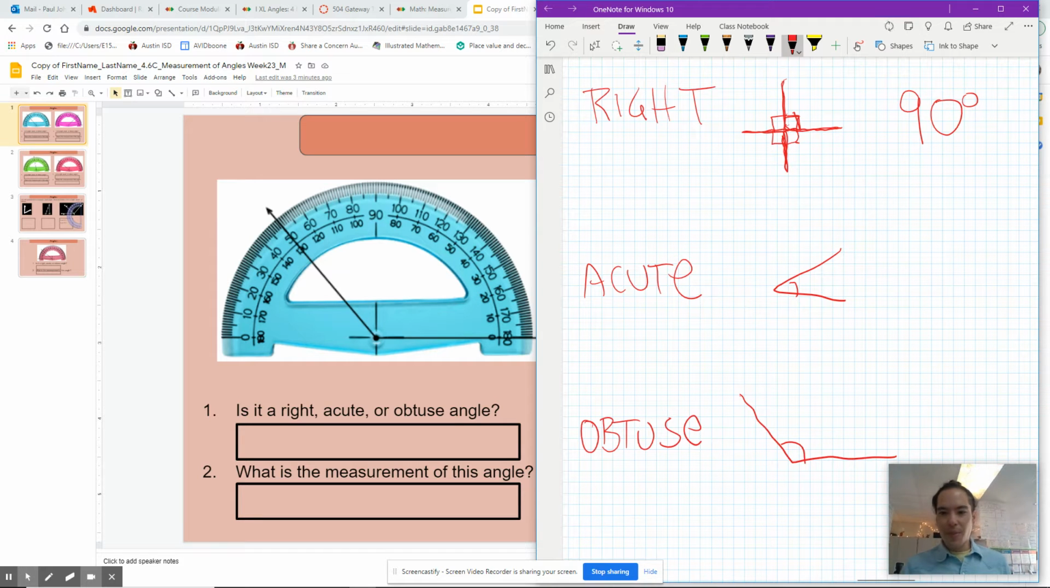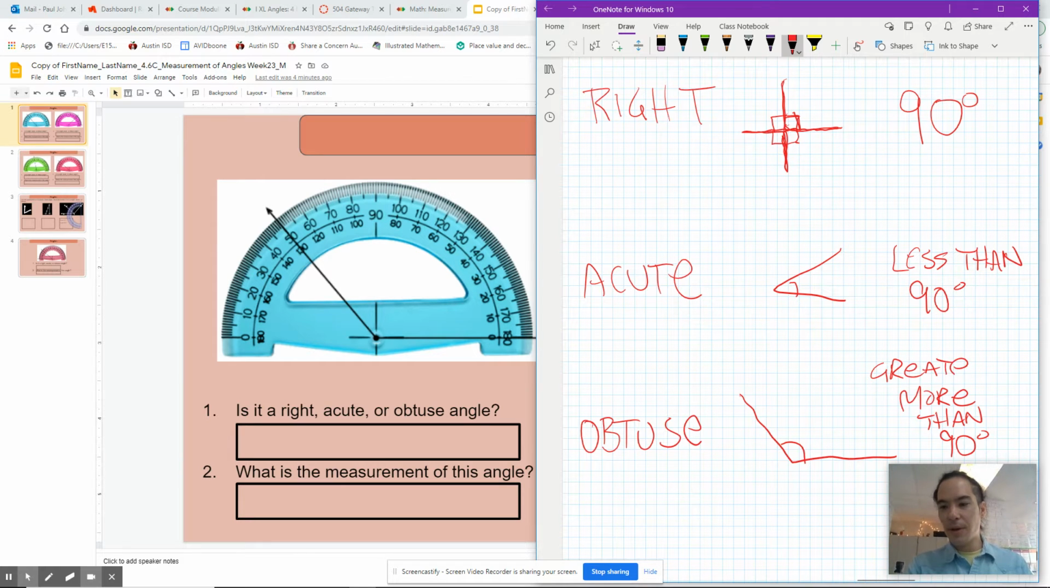Obtuse angles. Sometimes the way that I remember obtuse, it kind of looks like a chair that a giant has sat in, and it's bending over backwards. Obtuse. So I like to say obtuse like a giant would say it, maybe. So remember, right angle, 90 degrees. Acute angle is less than 90 degrees. And then an obtuse angle is more than 90 degrees. Remember, you can use words like less than, more than. Greater is another good word for more, greater than.